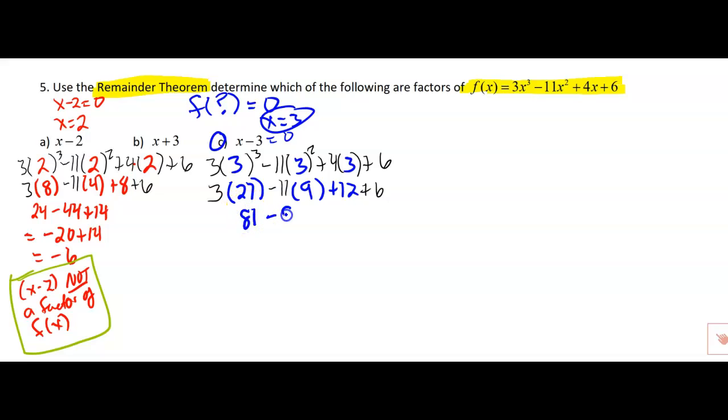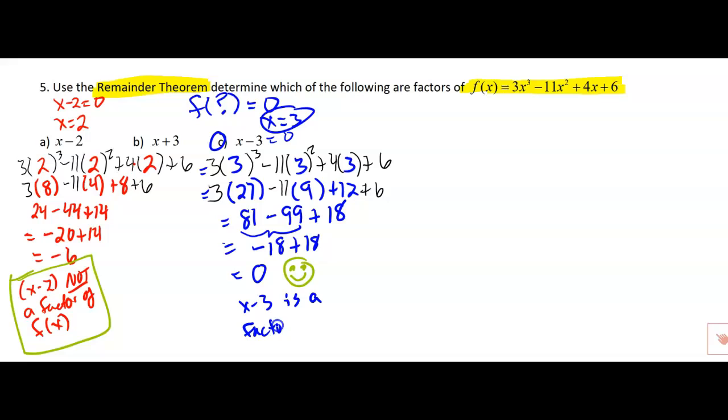What do I have now? 3 times 27 is 81. Minus 99. Plus 18. All right, so it equals 81 minus 99 is negative 18 plus 18. Hey, look, it is 0. Yay. So what did I just find out? X minus 3 is a factor of f of x. Okay? So that is what I found out. All right, I think it's valuable to do B just because that's the only negative one. So x minus 3 is a factor of f of x.